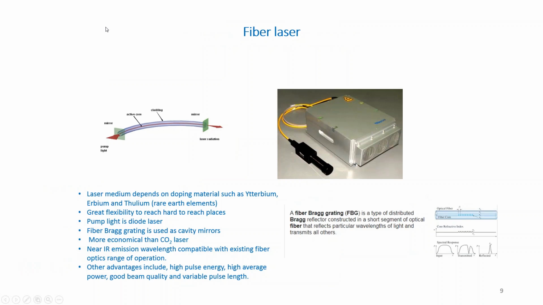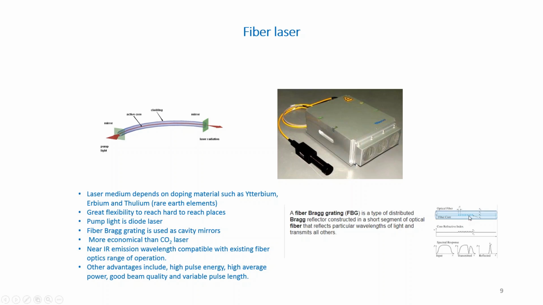And then there's another type of laser, which is called the fiber laser. In all the other lasers that I showed you, there are mirrors: one fully reflecting mirror, and then a partially reflecting mirror on the other side. But it's possible to dope an optical fiber with materials such as ytterbium, erbium, and thulium, all of which are rare earth elements, and then you can make these Bragg gratings.